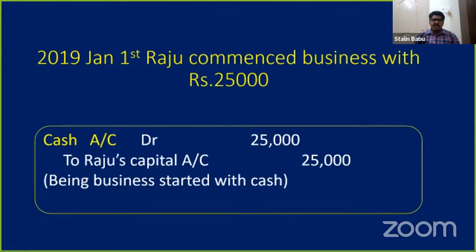I think you are able to write the journal entries. So what is the journal entry here? Cash account debit to Raju's capital account, being business started with cash. Suppose we are going to prepare the cash account. Is the cash account debited or credited here? It is debited. The cash account is debited in the journal entry, so we have to post on the debit side of the account.